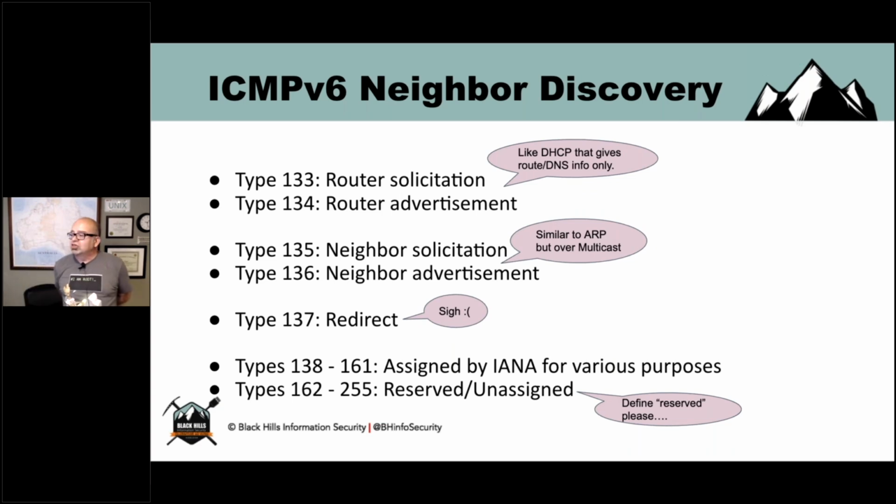And then, of course, we have 138 through 161, which are assigned by IANA for various purposes. A lot of them are experimental. 162 up through 255 ICMPv6 is reserved and unassigned, means use them for your covert channels. No, it means filter them appropriately and defend your networks.